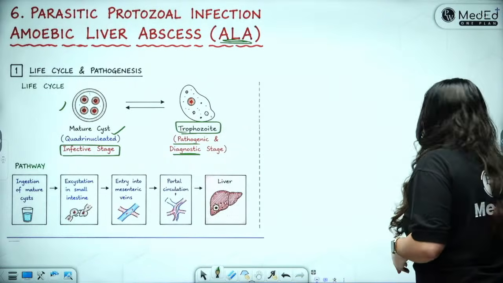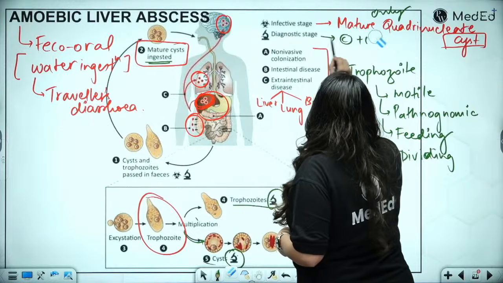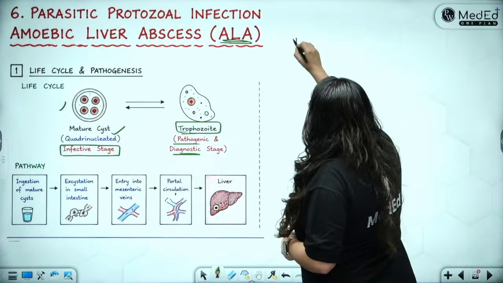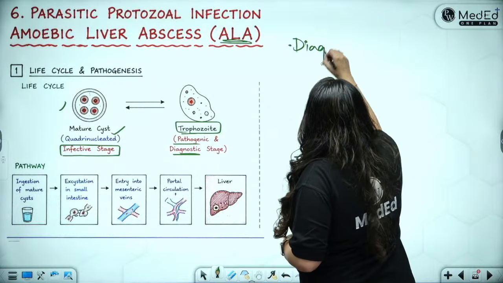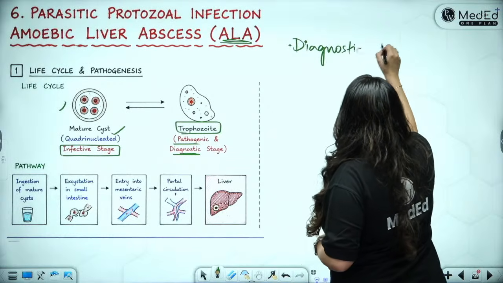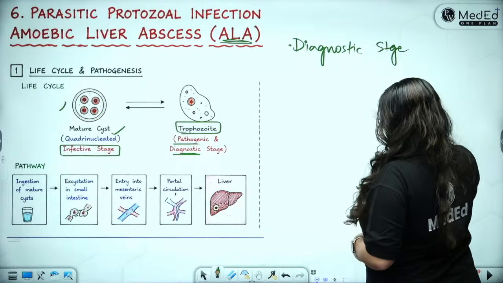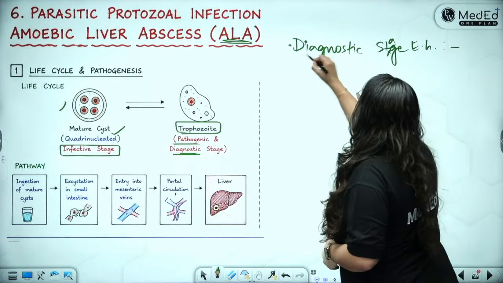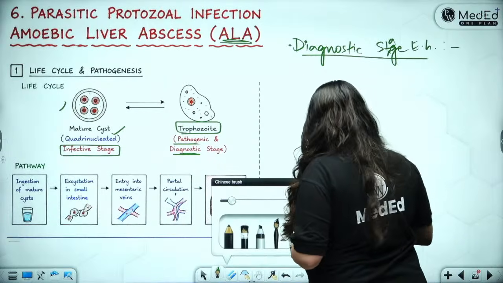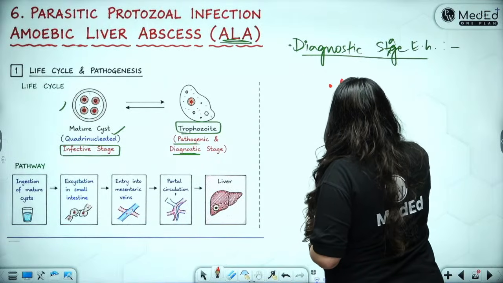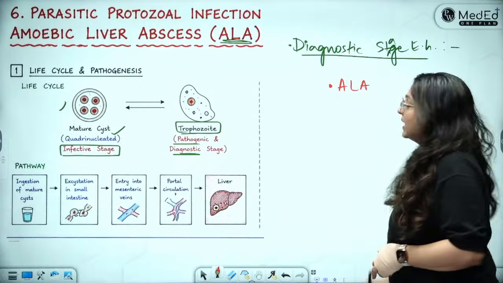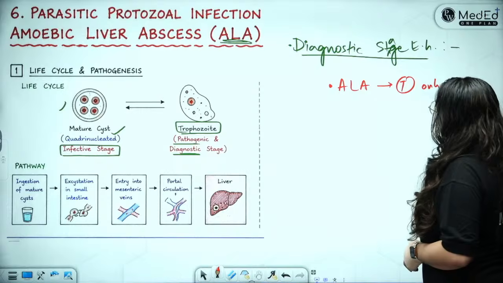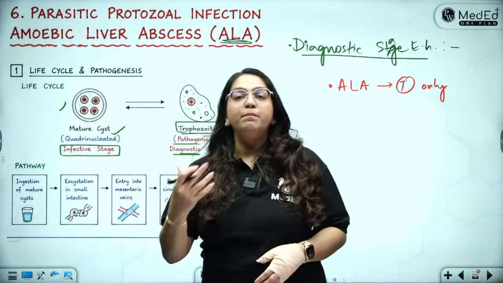So actually the diagnostic stage will depend. When I say diagnostic stage of Entamoeba histolytica, what do I mean? I mean that if it is amoebic liver abscess, then the diagnostic stage is the trophozoite only, because only these trophozoites will come out into the pus.